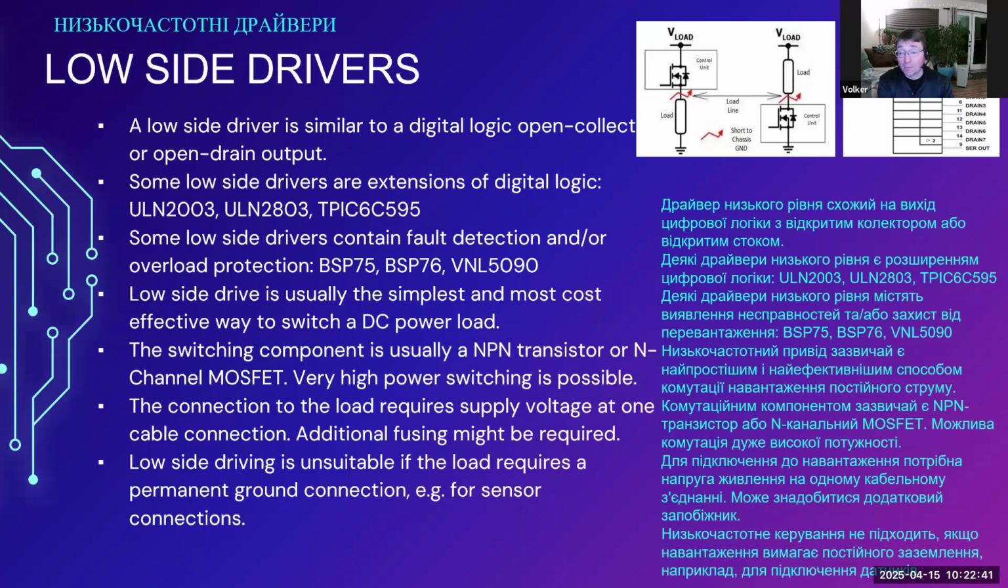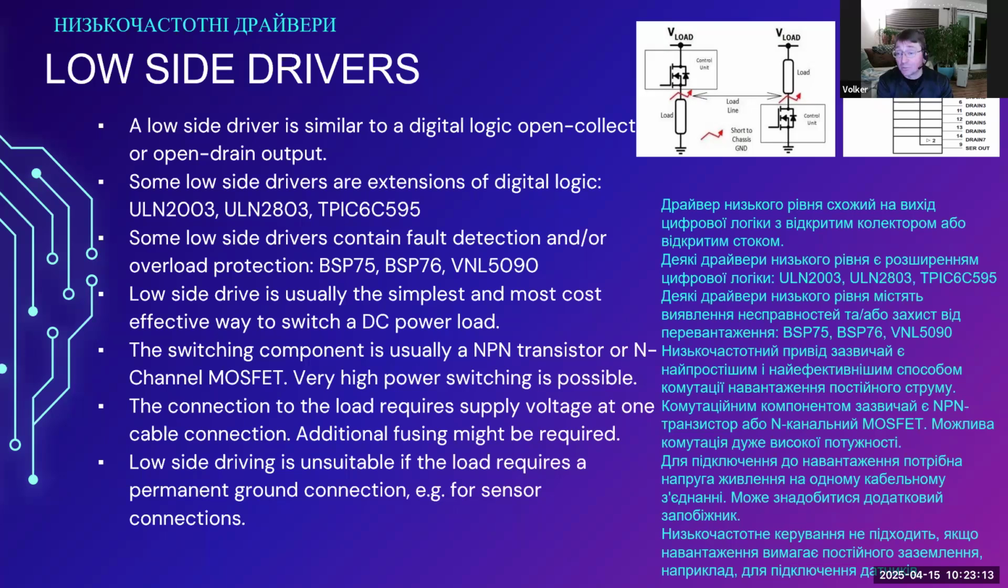So if you have a very high current, very high power device that doesn't require much supply voltage, usually the high power MOSFETs are low voltage MOSFETs. You can get a MOSFET for that, you can get a low side driver solution for that. The connection to the load requires supply voltage in one cable connection. Additional fusing might be required. That's one of the drawbacks of the low side driver.